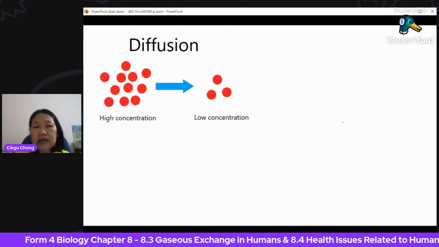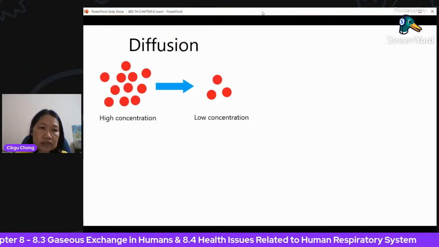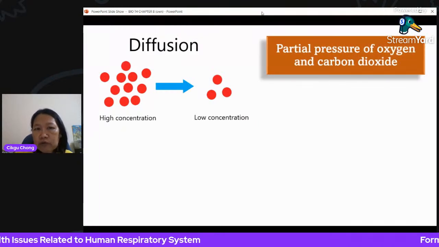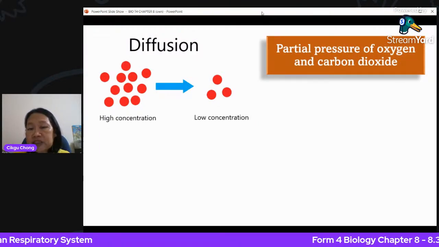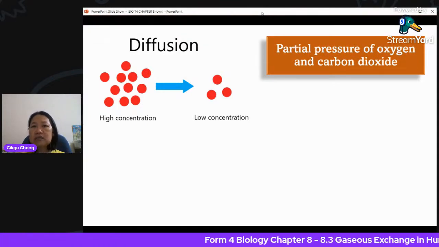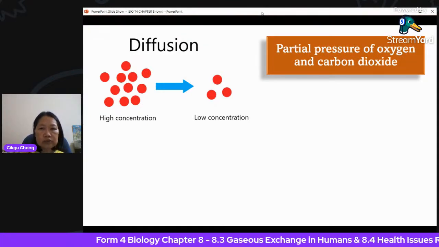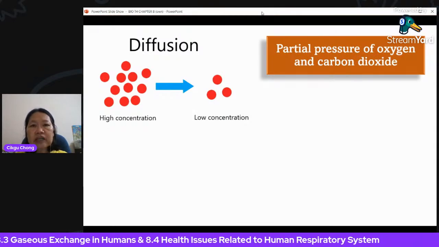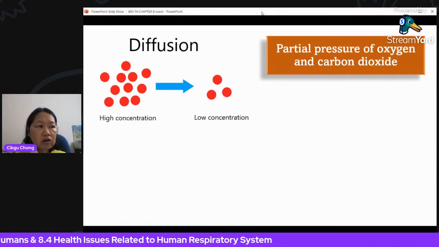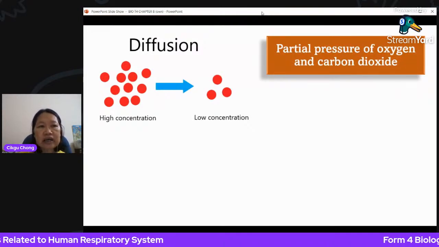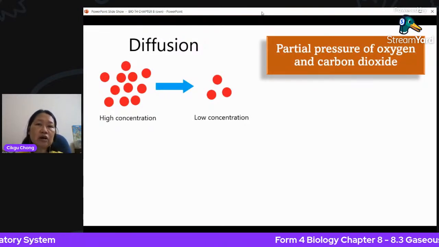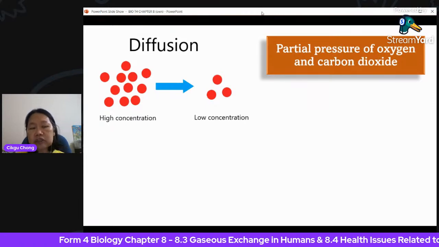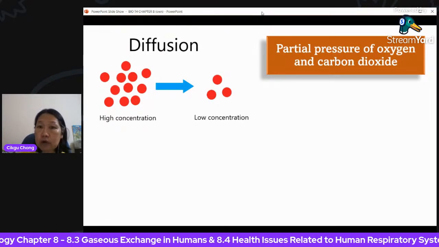So in order to answer that, we have to go back to what you understand with diffusion, that we've learned earlier. Now we have to look at this term called partial pressure. When you have to explain why the diffusion happens from alveolus to the blood capillary or blood capillary to alveolus, it depends on the partial pressure. The partial pressure is something like the concentration gradient that you've learned when you learn about diffusion. The particles always move from a region of higher concentration to a region of lower concentration.